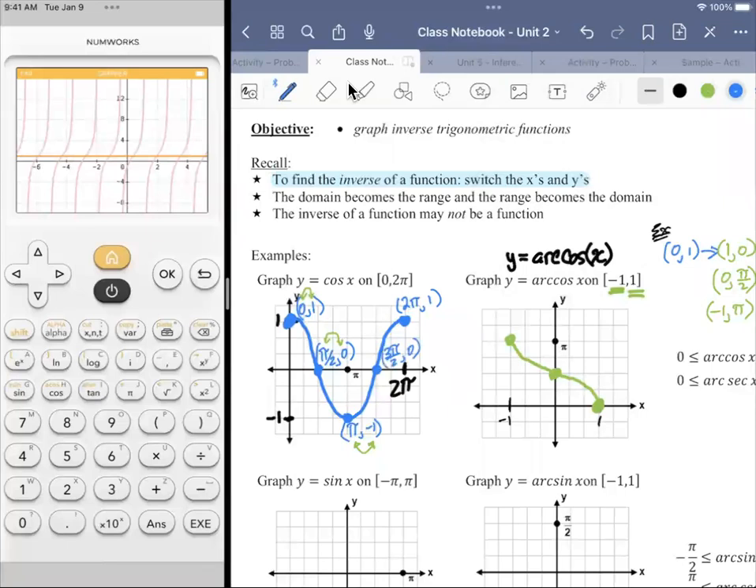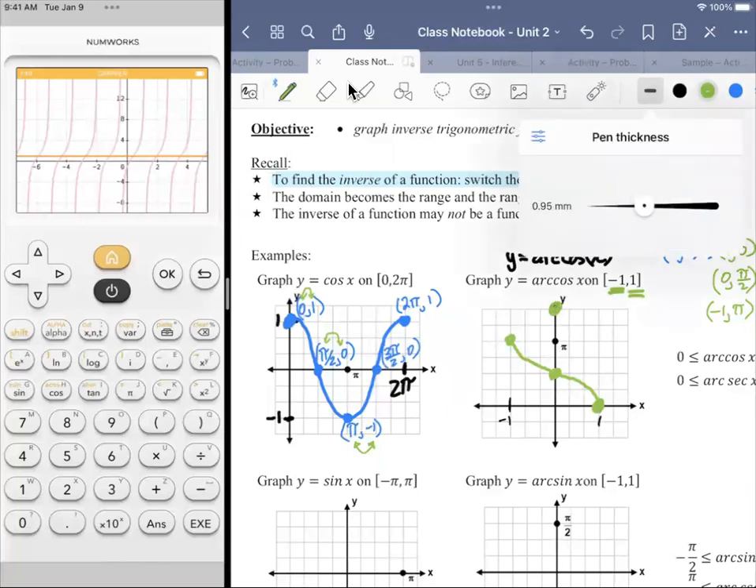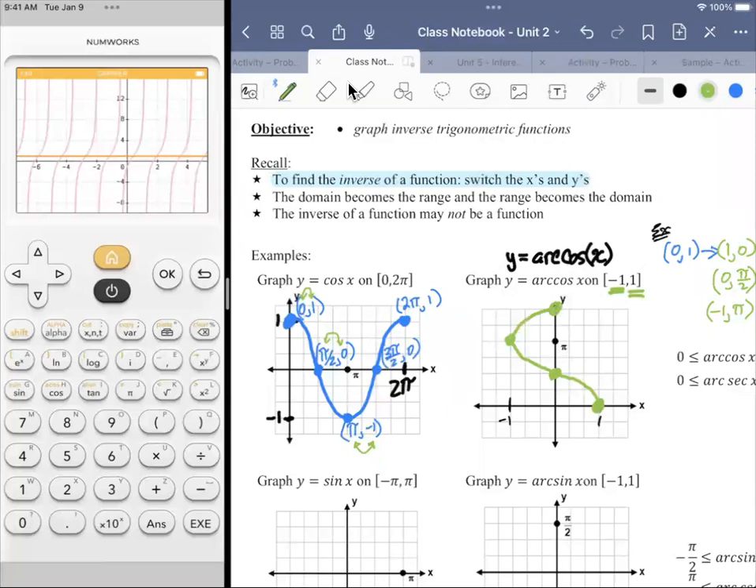If I plot 0, comma 3 pi over 2 over here, that would cause it not to be a function. I'd fail the vertical line test. I'd have more than one intersection with a vertical line. So I don't want that. So I would just stop here.